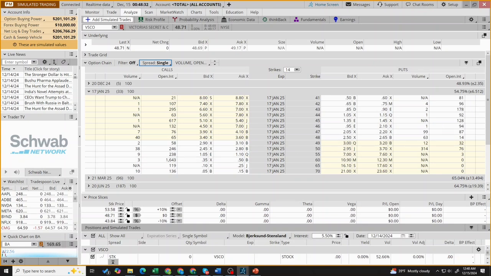How am I going to make that assessment? I'm going to make that assessment by comparing the bid and the ask. And I'm going to come down. This is the option I'm looking at, this out of the money, 55 strike. Nope, sorry, that's not the one. 50, let's go 50.